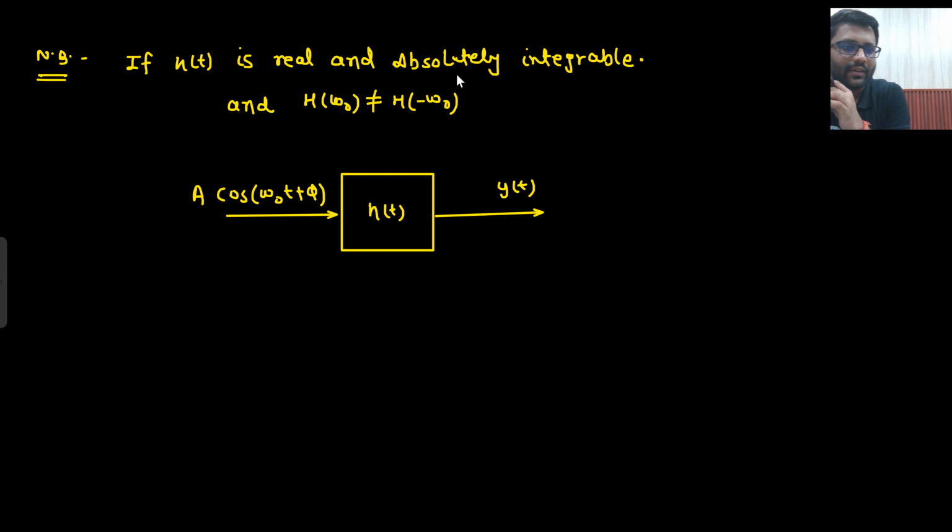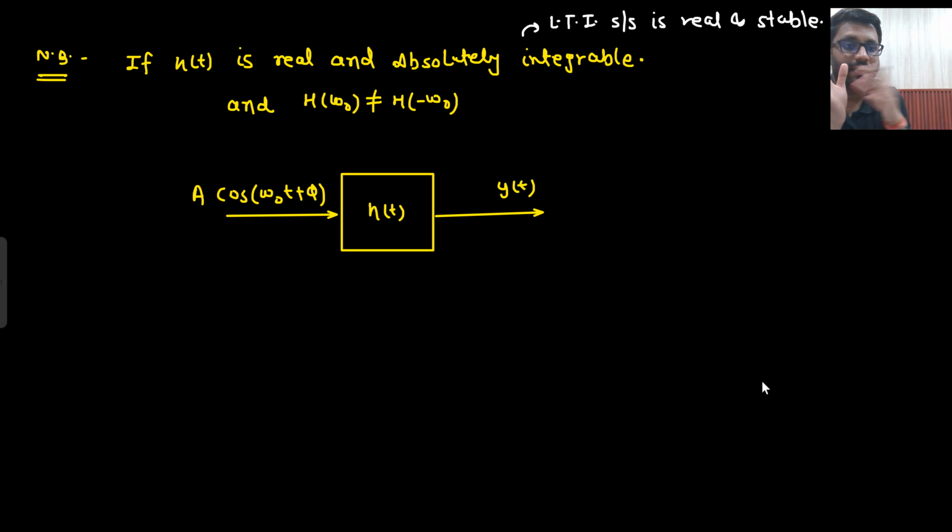Now, a very good point. If h of t is real and absolutely integrable, that means h of t is stable and real. From this statement, what do you understand? The h of t is real and absolutely integrable. So from here you can say that your LTI system is real and stable. If your LTI system is real and stable, which are the practical scenarios, like any RC circuit or RL circuit, a practically realizable system will always be real.